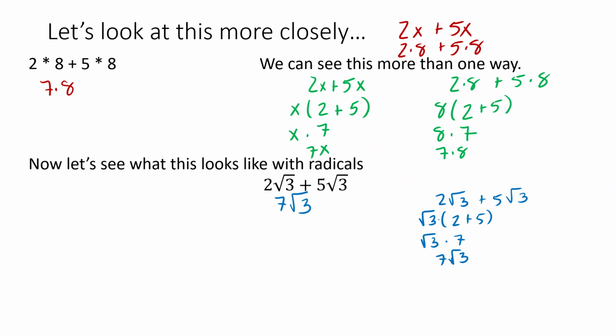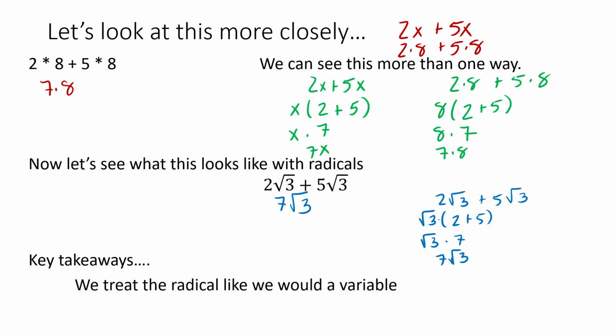Now let's summarize what we've just looked at. Key takeaways that we want to take away from this presentation: we treat the radical like we would a variable. If you can do 2x plus 5x and get 7x, then you can do 2 root 3 plus 5 root 3 and get 7 root 3. So that's a major takeaway that we want to get from this.